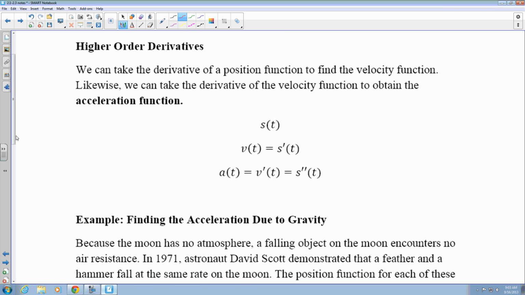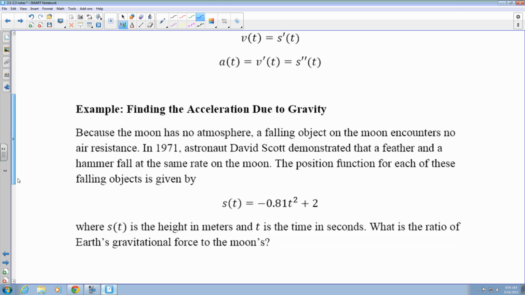The last one we're going to talk about is higher order derivatives. That means instead of just taking the derivative once, we can take it several times. If we're dealing with the position function, we found out a couple sections ago that if we take the derivative of the position function, it turns into velocity. If you take the derivative of the velocity function, it turns into acceleration. So we can just take the derivative of position twice to find the acceleration function.